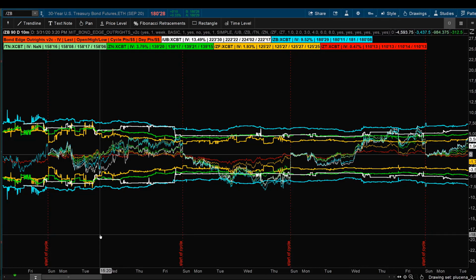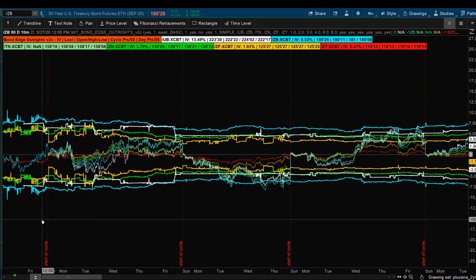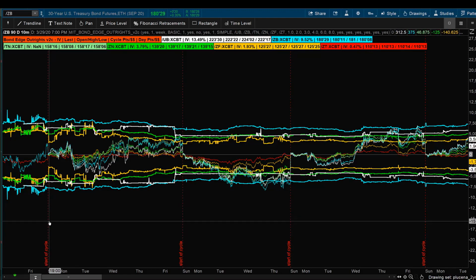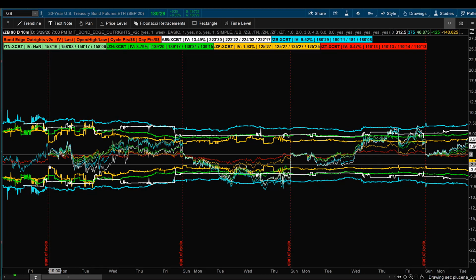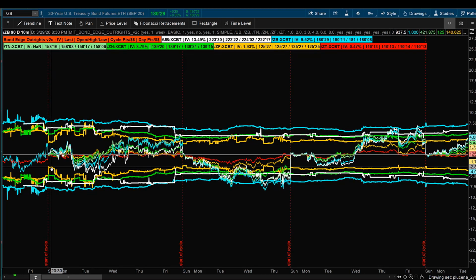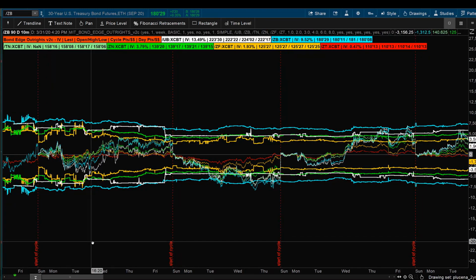The rubber band in motion. I'm taking you back to March. You're looking at Bond Edge, the outright. I find this to be beautiful. I find this to be a bit artistic. Let's follow the rubber band.